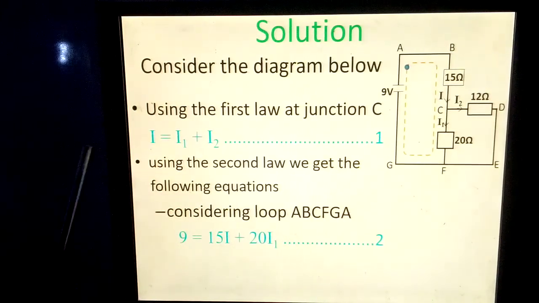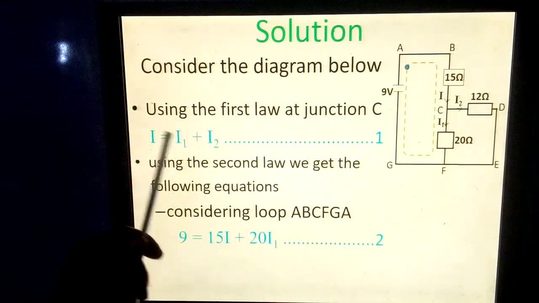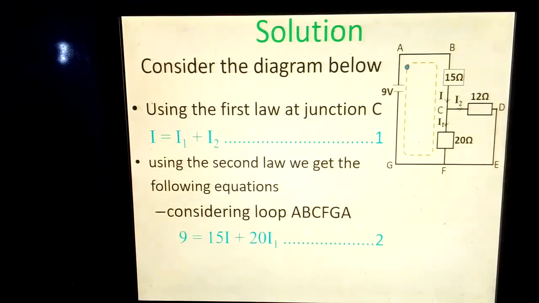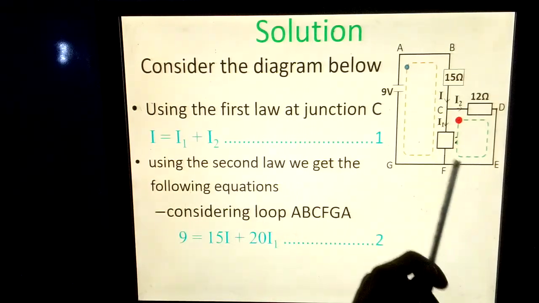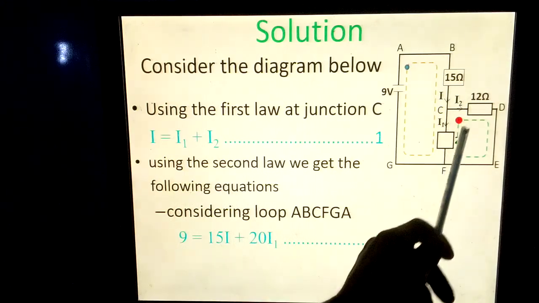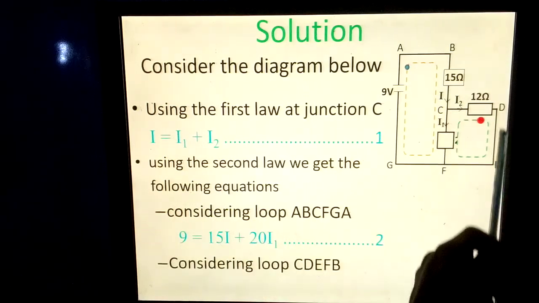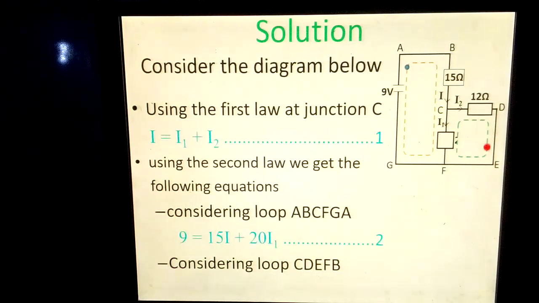Remember that we are dealing with three variables, I, I1, and I2. So what that means is we need three simultaneous equations that we can solve. So we need to consider another loop to get the third equation. So we consider the next loop. When we consider this loop and we decide to go around the loop this way, you see that we will move in the direction of I2, but we move against I1.